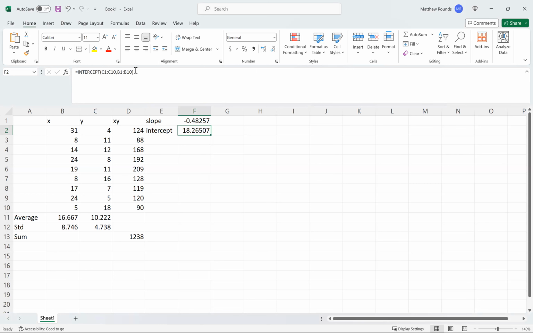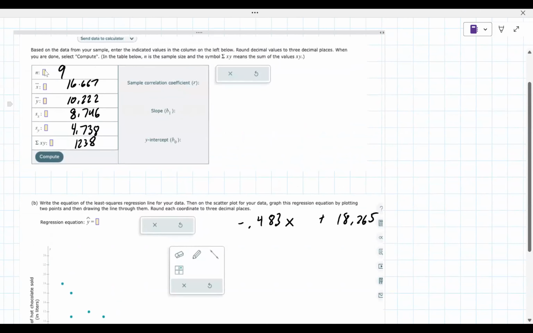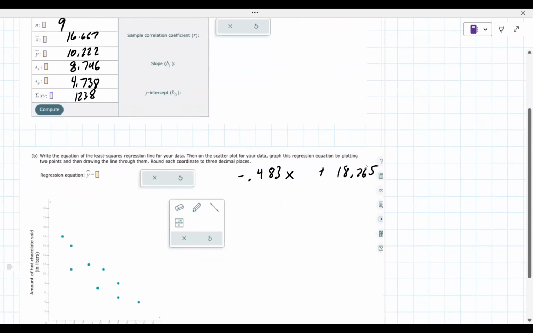All right, so let me just narrow those down. And I can send this over also if you want it for other problems. So let me go to the other screen here. I've got these values down for n, x bar, y bar, sx, sy, sigma xy. And then here's the equation that goes in here for part B. Let me know if you need a moment to get that down. Okay, just give me 1 second.